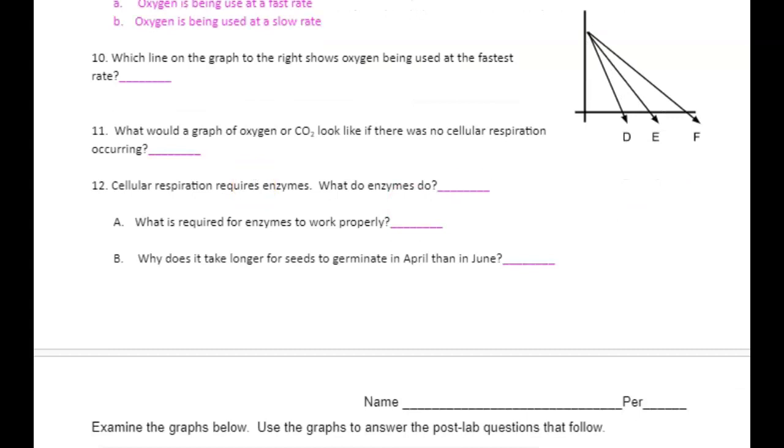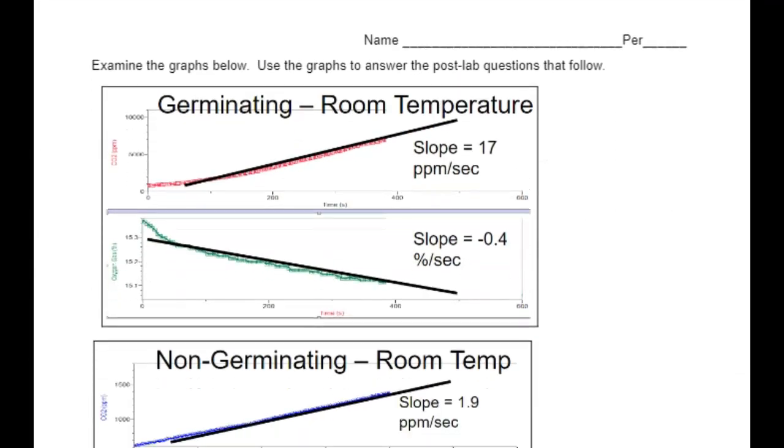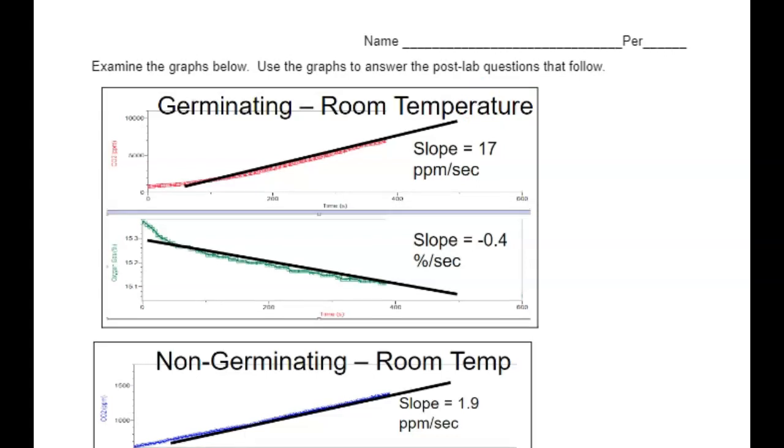All right, so you're going to answer the next questions on enzymes, and then we're going to look at our data here. So for example, we've got germinating seeds at room temperature, and you'll notice this is our CO2, it's increasing. Our oxygen is decreasing. So we're using oxygen, we're producing CO2. So my question is, is cellular respiration happening here? Yeah, because our slope's not zero.